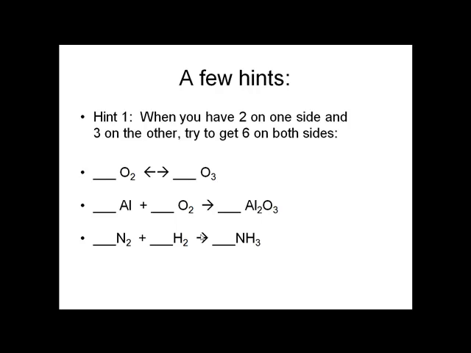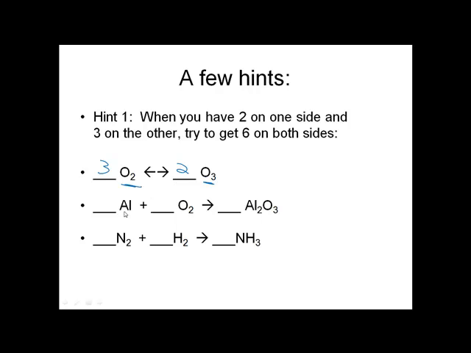All right, a couple hints. Hint number 1, when you have 2 of one thing on the left and 3 on the other side, try to get them both up to 6. So here we see oxygen and ozone. Ozone is O3. Now I have 2 on one side, 3 on the other. So what I'm going to think about doing is making 6 on each side. I put a 3 in front of the O2, a 2 in front of the O3.